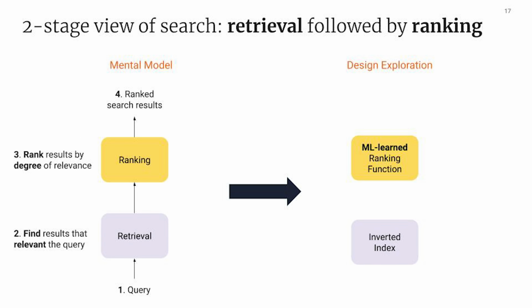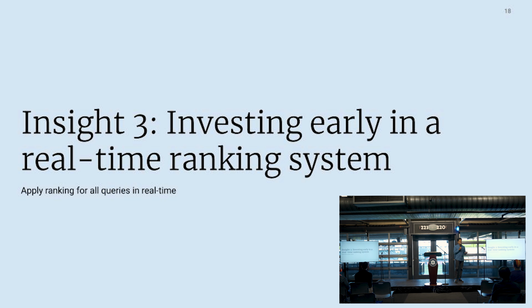So the next step in the evolution of this design exploration is that we grow from a hand-tuned ranking function to a machine learned ranking function, right? So great, we have retrieval, that's the inverted index. We have the ranking layer, which is the machine learned ranking function, and here is our two-stage view of the search system. So the next insight is investing early in a real-time ranking system. What I mean by that is that you want all of the queries that your search system gets to be ranked in real time.